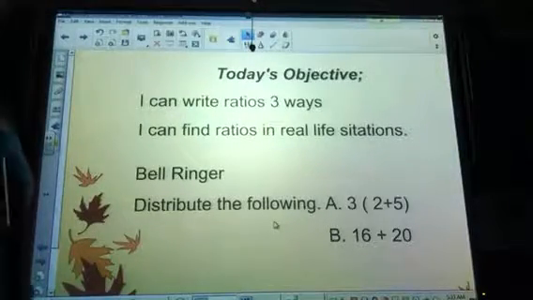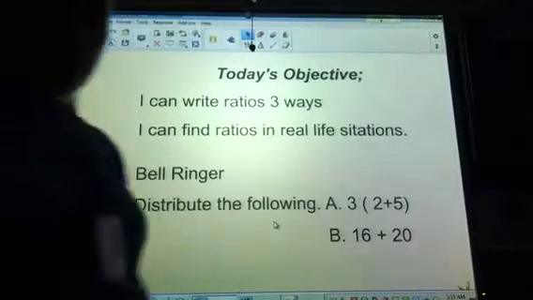All right, today our objectives, we are starting our ratio unit. It's hard to see me, it's so dark. We're starting our ratio unit today. I love ratios. Ratios are kind of fun and cool and we use them in a lot of ways. So today's objectives, we are going to be able to state ratios and we're going to write them.